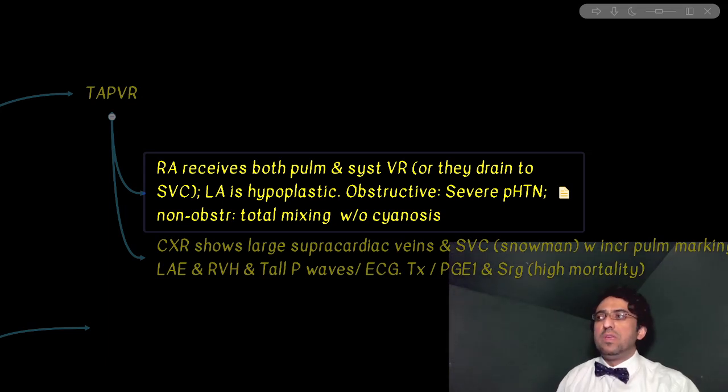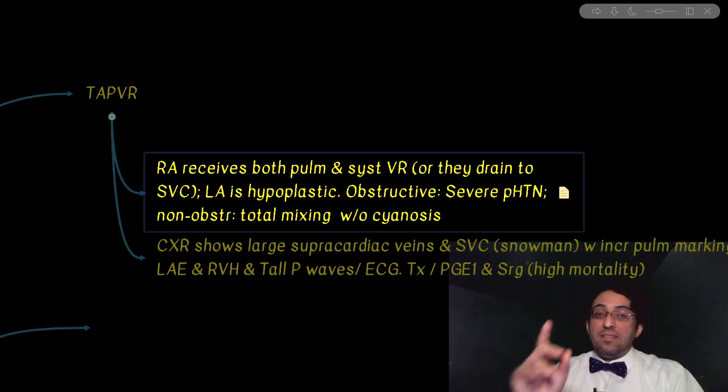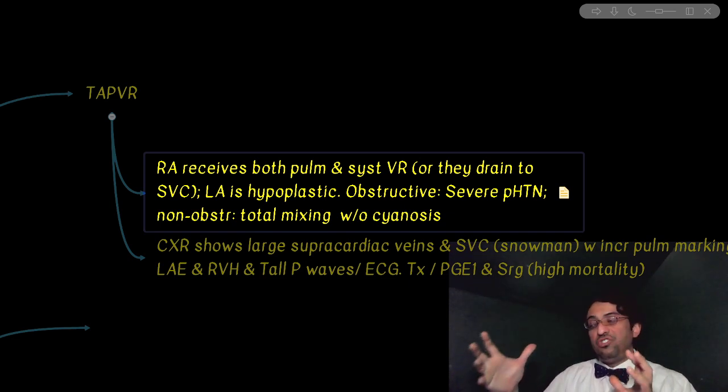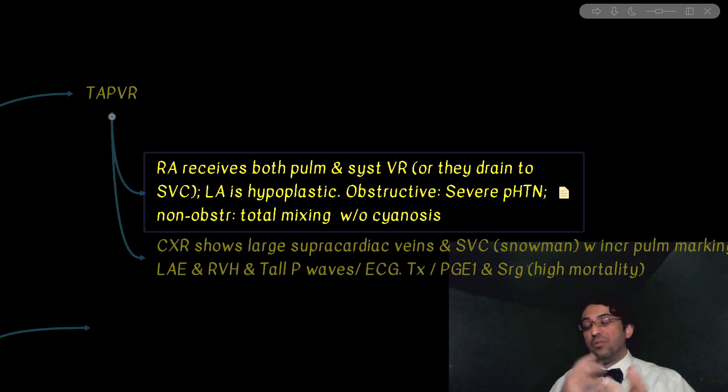One may wonder why we even categorize TAPVR as a cyanotic condition, while in effect it is actually a left to right shunt. And the answer is, for the patients with TAPVR to survive, there needs to be a type of right to left shunt, either a PDA or an ASD, to shunt some degree of this mixed blood into the systemic circulation.